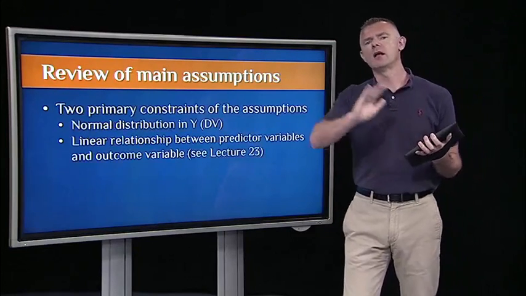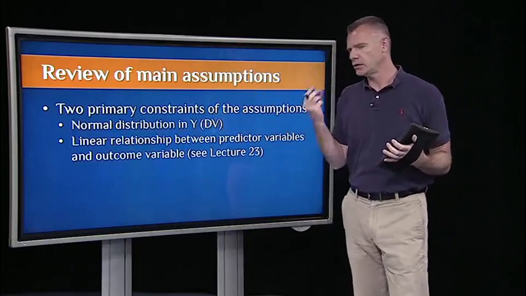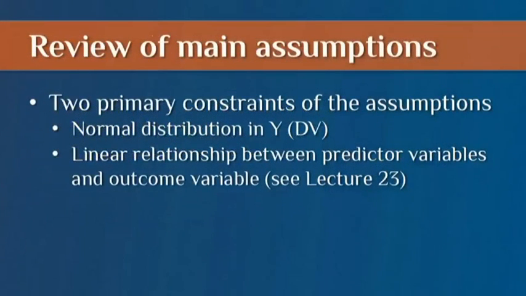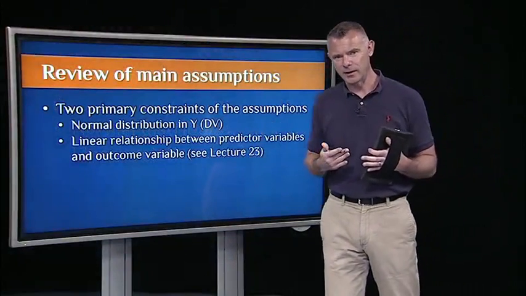So if we look across all of those assumptions and all of the procedures that we covered in this course, there are two that really stand out that set some primary constraints on what we can and cannot do with the types of procedures that I've covered. The two main constraints are this normal distribution in the outcome measure or dependent variable, and this assumption of a linear relationship between the predictor variables and the outcome variable. What if we can't satisfy those assumptions?